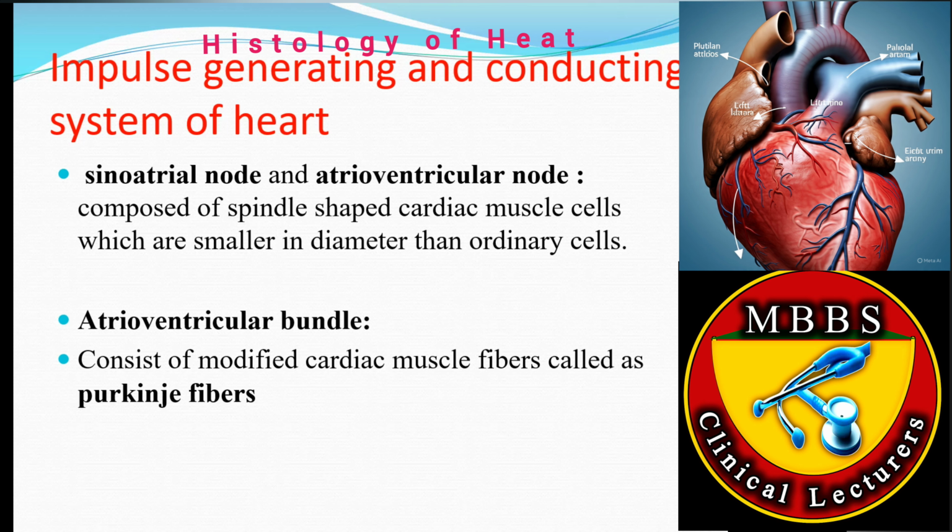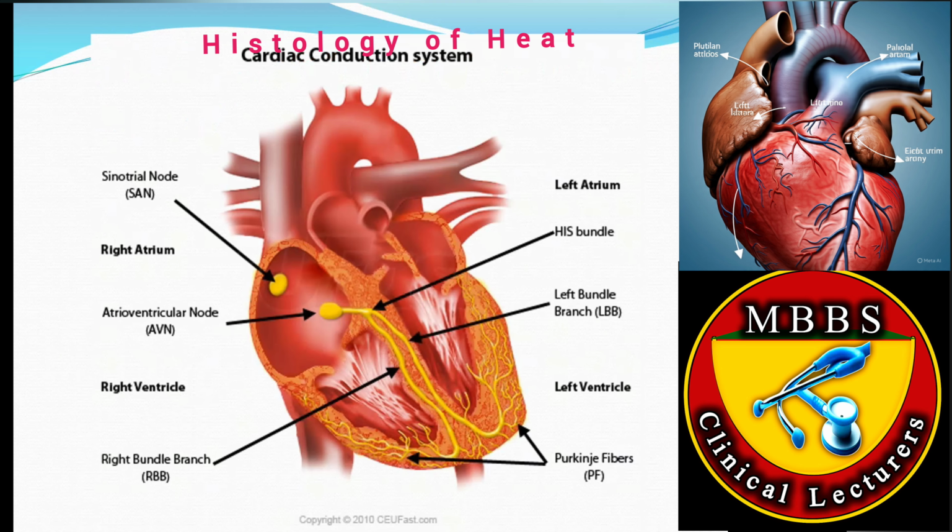Now the sinoatrial node is present at the posterior wall of the right atrium. Then it goes to the next destination, the junction of the atrium and ventricle, called the atrioventricular node, composed of spindle shaped cardiac muscle cells which are smaller in diameter than ordinary cells. The atrioventricular bundle consists of modified cardiac muscle fibers called the Purkinje fibers. Here in this diagram we can see the conducting system of the heart.